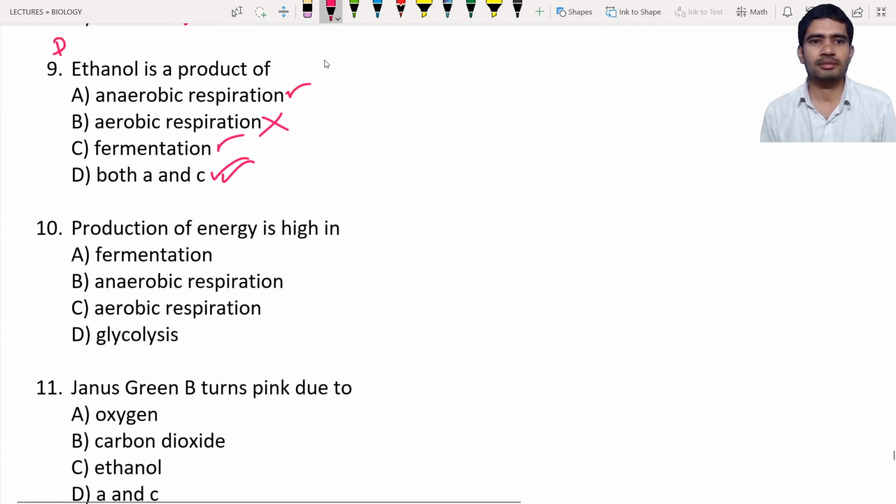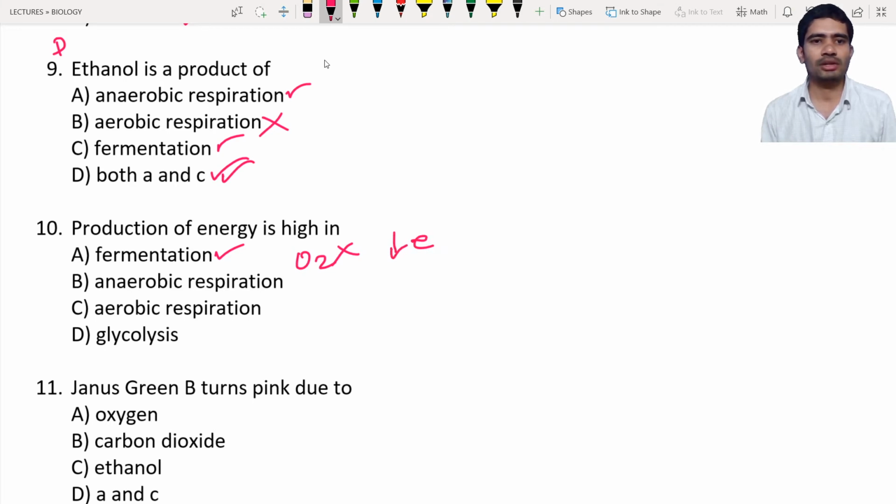Okay, next is the 10th. In which respiration is the energy production higher? So fermentation, not at all. Why? Because fermentation does not utilize oxygen. There is no utilization of oxygen in fermentation. So if oxygen is not utilized in food utilization, there is a production of less amount of energy.